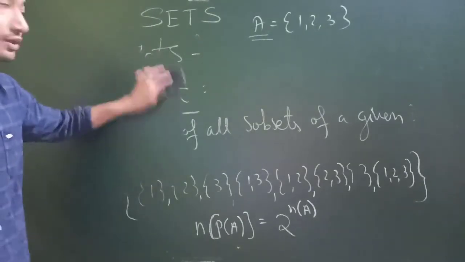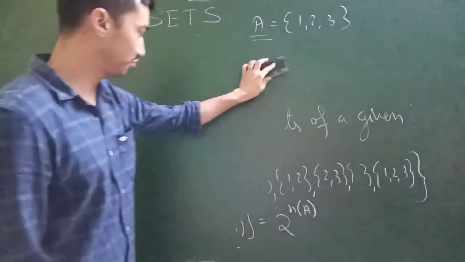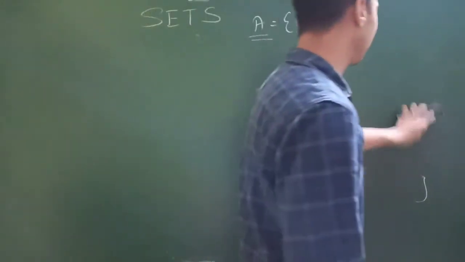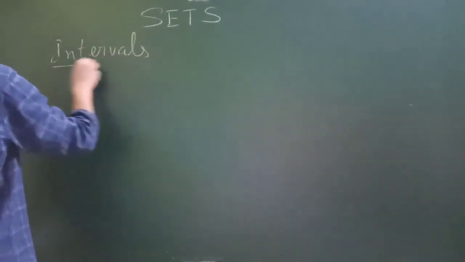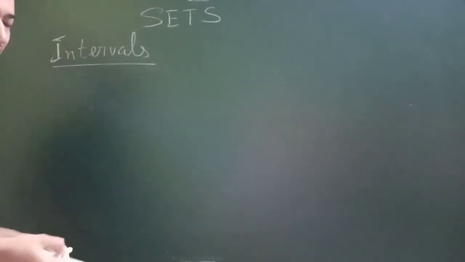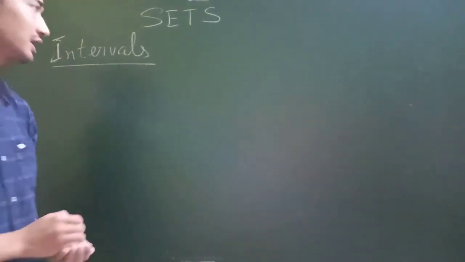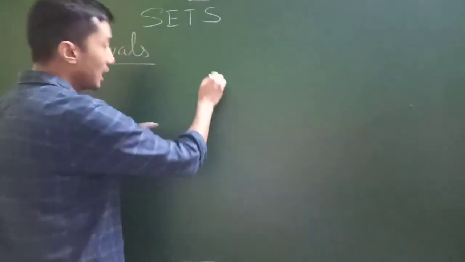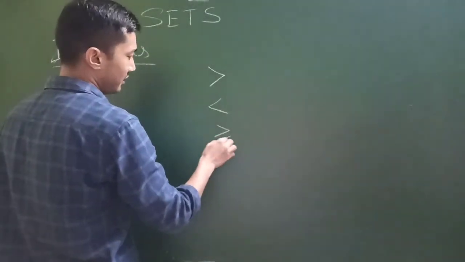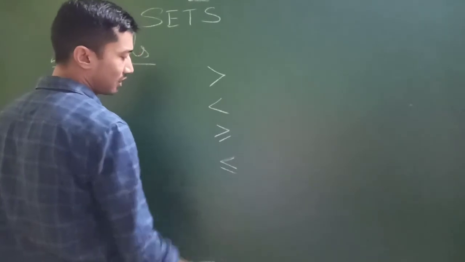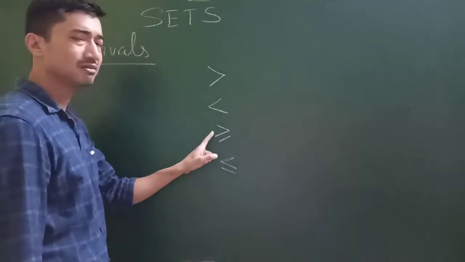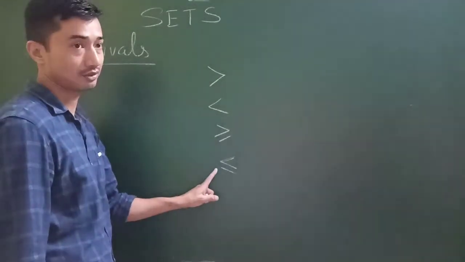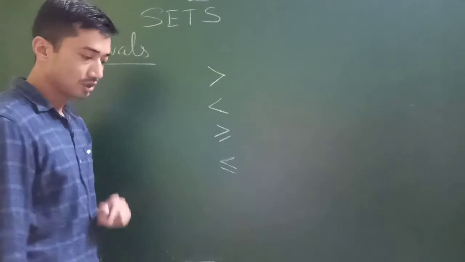That somehow sums up subsets, but there's one more small topic left, about intervals. This is not a very new topic, so you already know about this. It relates to inequalities that we've done in our lower classes: greater than, less than, greater than or equal to, less than or equal to. When we're talking about intervals, we have strictly greater than, strictly less than, and also greater than or equal to, less than or equal to. These are the notations that we use. Now what does this mean?